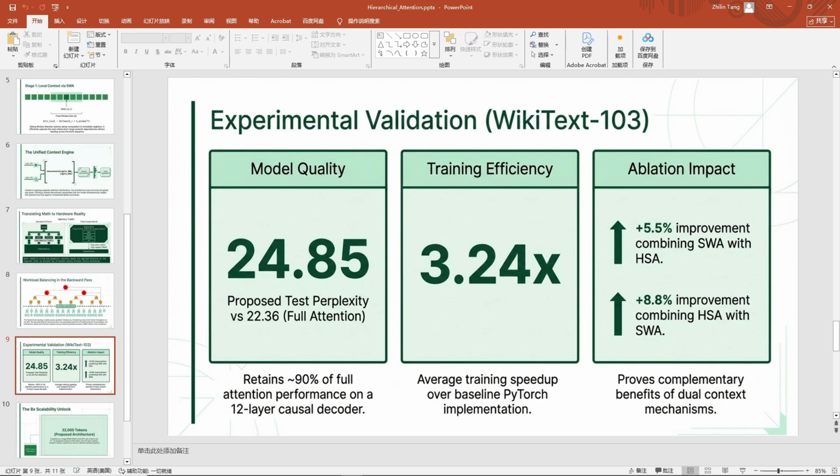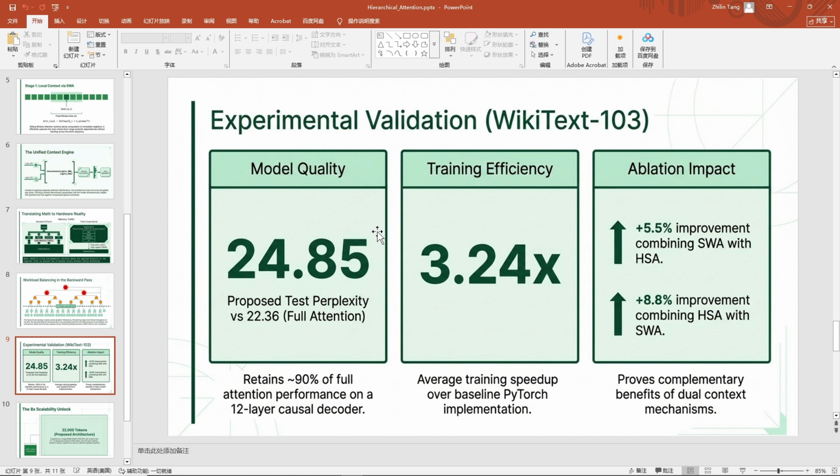Okay, let's take a look at the results of the experiment. This is the experimental evaluation of model quality. After validating our kernels against the reference PyTorch implementations, we integrate the attention module into a 12-layer decoder-only transformer model, and evaluate it on the WikiText-103 dataset.